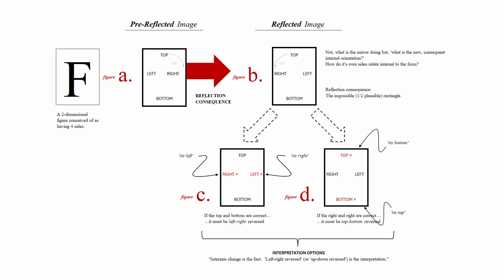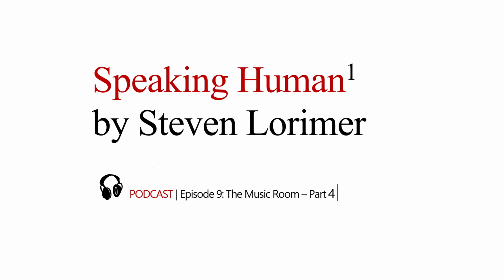Figures C and D show the interpretation options. It might be okay top-bottom, but if so, it's left-right reversed. Or, figure D, it might be okay left and right, in which case the up and down must be backwards. Let's pause to restate our aim clearly. We are trying to answer the question, why does the mirror apparently reverse left and right, but not up and down?